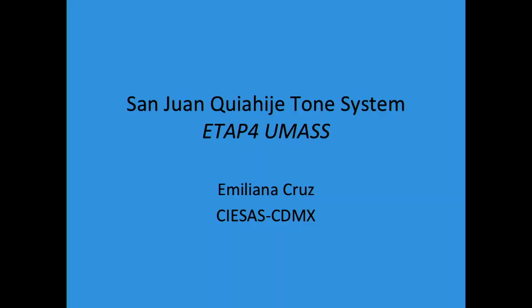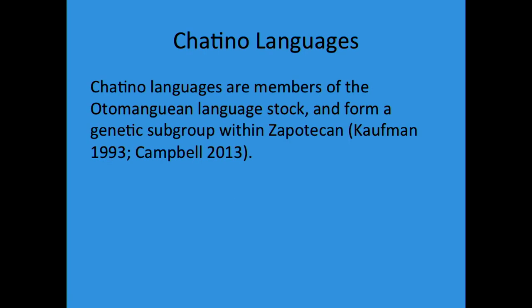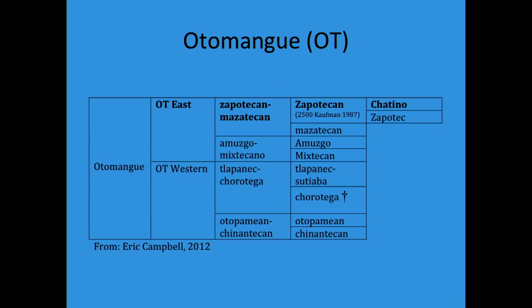So I want to take you to Mexico now, and I think this section will be focusing on indigenous languages. I will start with Oto-Manguean languages. The Chatino languages are members of the Oto-Manguean language stock and form a genetic subgroup within the Zapotecan. Here is a tree of the Oto-Manguean languages. We have the East and the West, and we're interested here in the East. That's where Chatino and the Zapotecan language family come from.